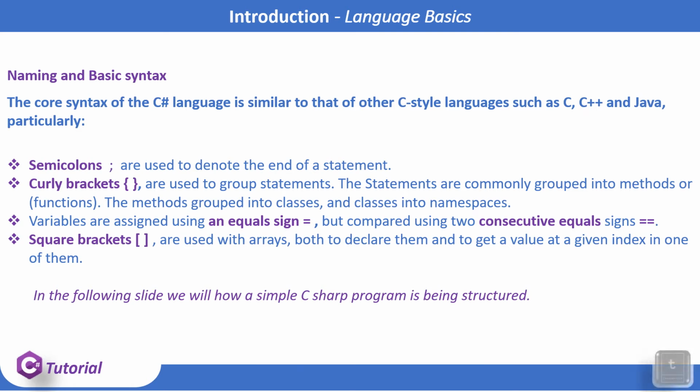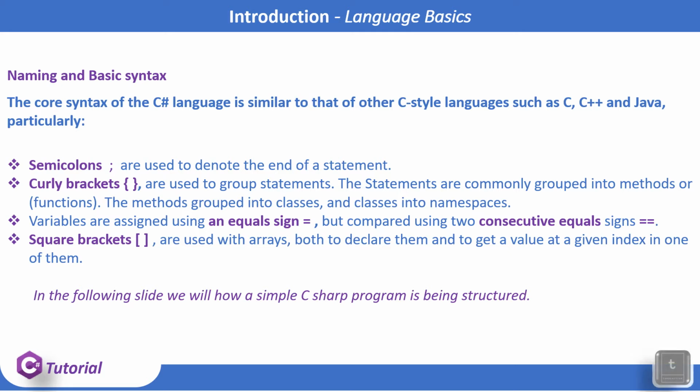Language basics. Naming and basic syntax. The core syntax of the C# language is similar to that of other C-style languages such as C, C++, and Java. Particularly, semicolons are used to denote the end of a statement. Curly brackets are used to group statements. The statements are commonly grouped into methods or functions. The methods are grouped into classes, and classes into namespaces.